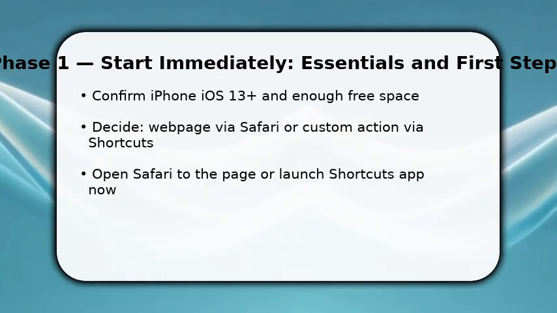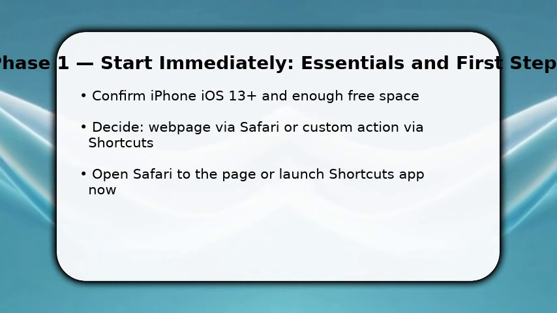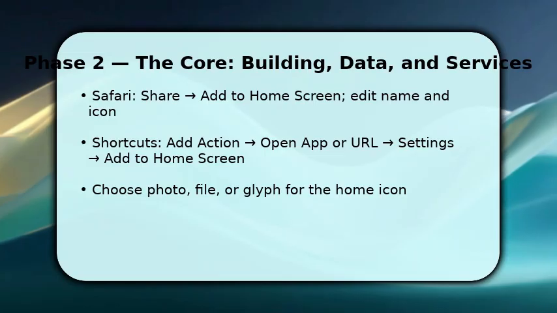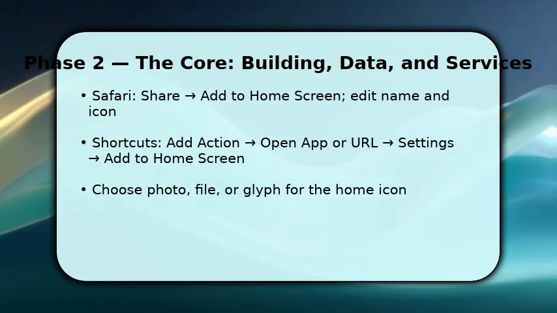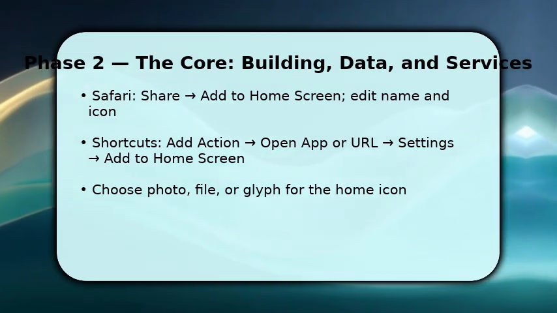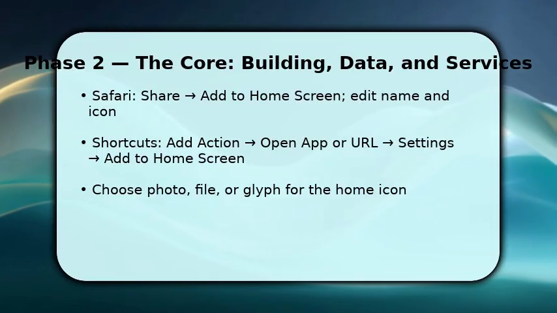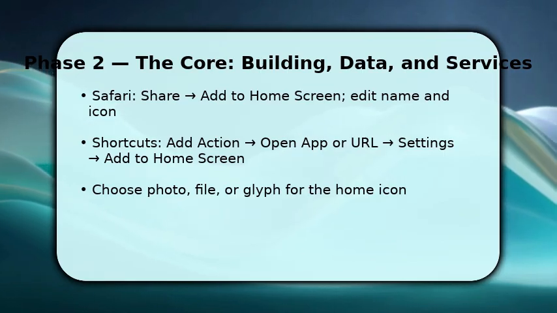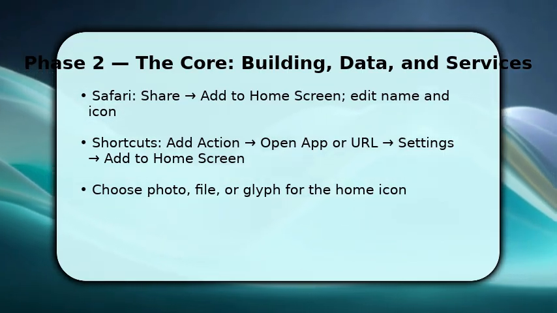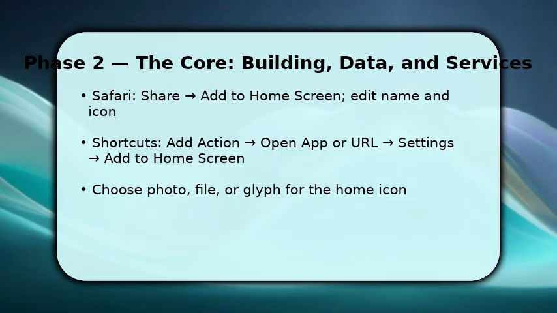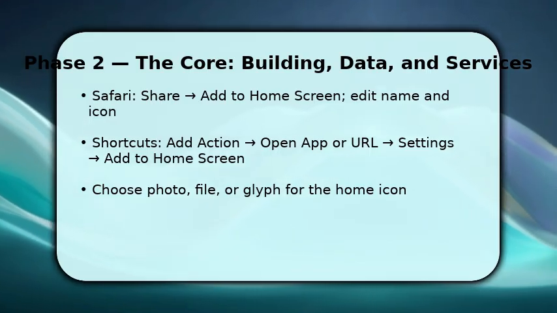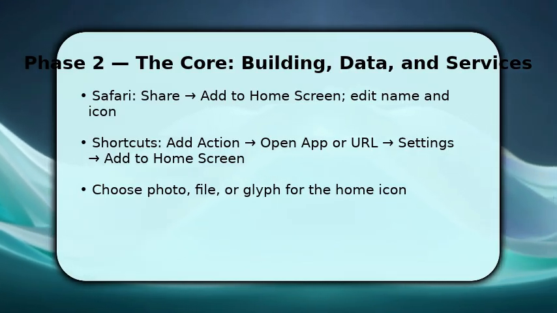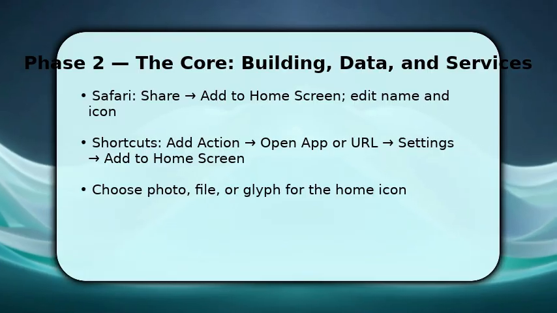Now customize the appearance and behavior. In Safari, use Share then Add to Home Screen, edit the title and tap the icon to choose a photo or take one. In Shortcuts, add the action you need, test the shortcut, then open the shortcut settings and choose Add to Home Screen. Tap the icon to pick an image or choose a glyph. Make sure the name is short but descriptive so it fits, and preview the icon to confirm legibility at small sizes. Finish by tapping Add and then check the icon on your home screen.